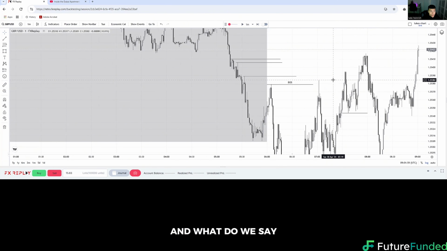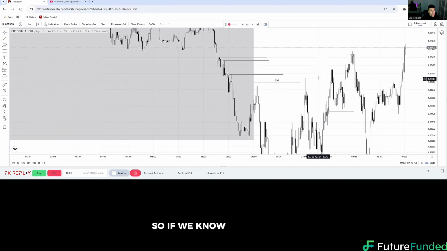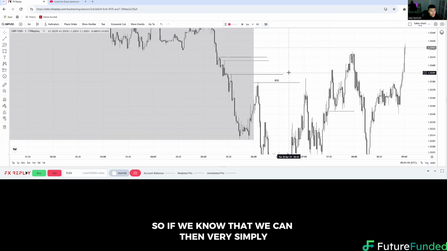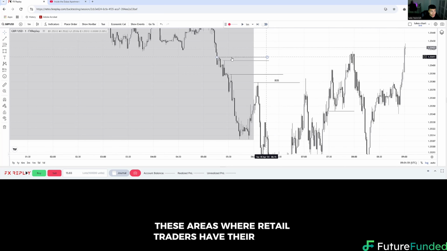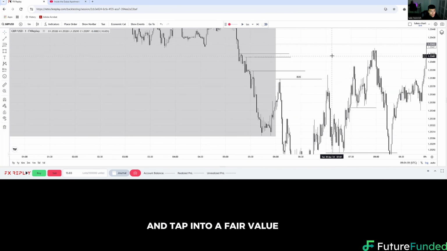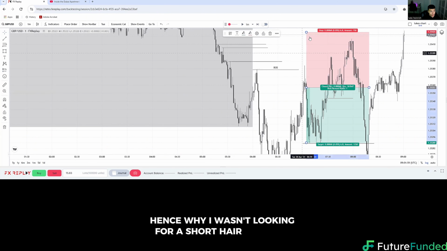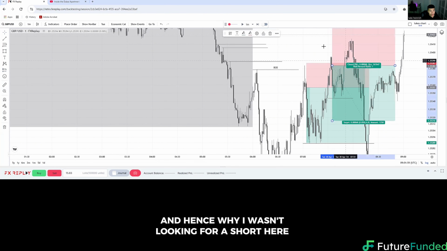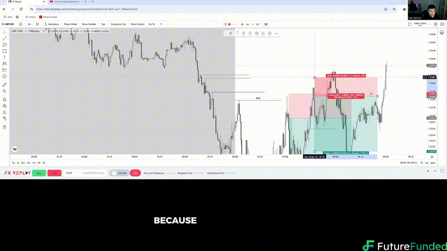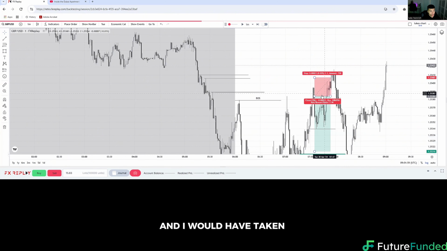And what do we say? Price always wants to take out liquidity at some point. Okay, so if we know that, we can then very simply wait until price has taken out these areas where retail traders have their stops and tap into a fair value gap. All right, hence why I wasn't looking for a short here down to that low, and hence why I wasn't looking for a short here down to this low. All right, because I knew there was still liquidity that needed to get taken, and I would have taken losses.